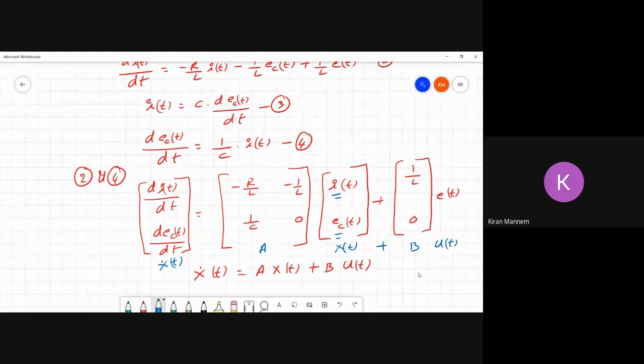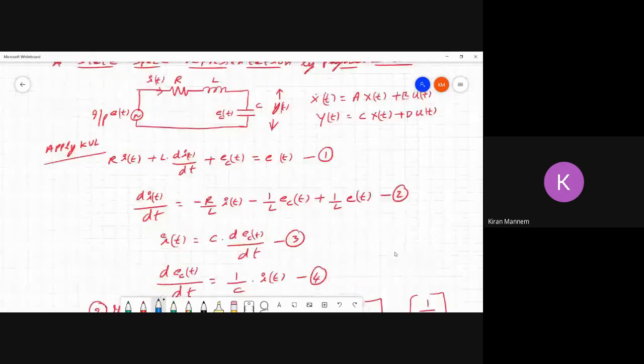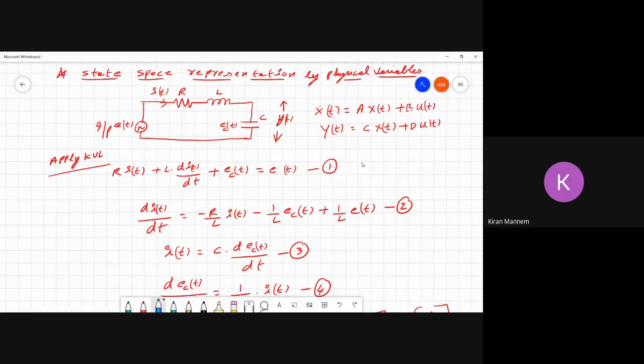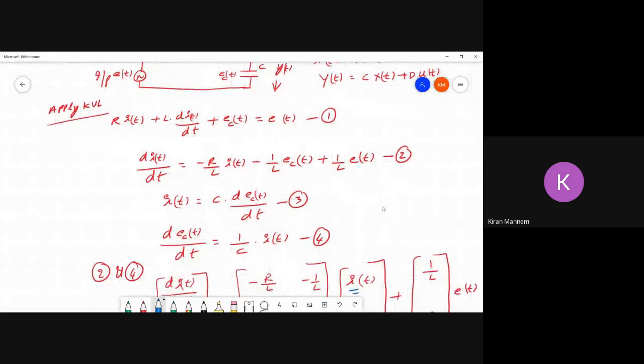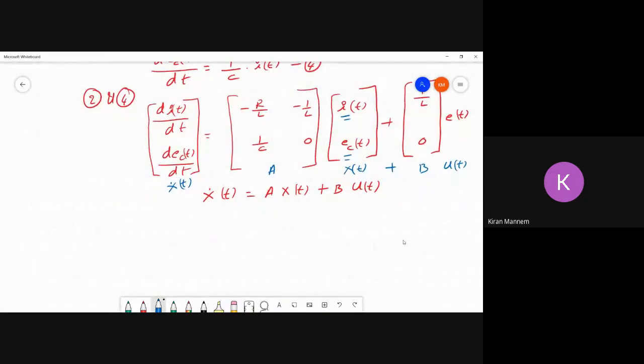So how do you obtain the state model? We should have both x dot of t is equal to A into x of t plus B into u of t, and y of t is equal to C into x of t plus D into u of t. So I need the state variables equation and the output equation. Now what is the output equation in this circuit? The output equation y of t is equal to the voltage across the capacitor.